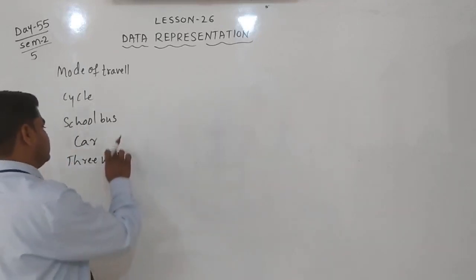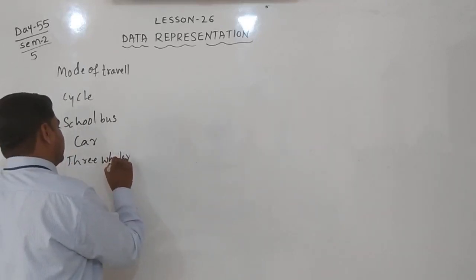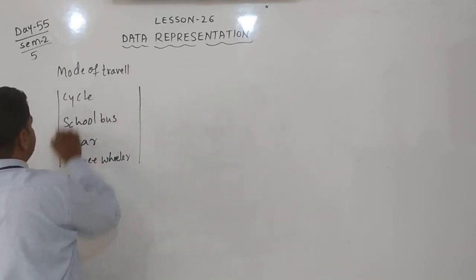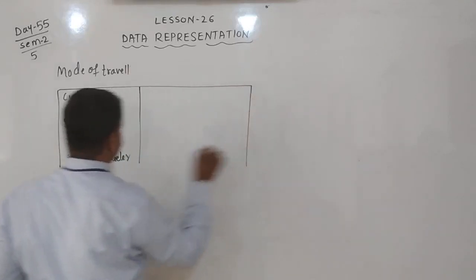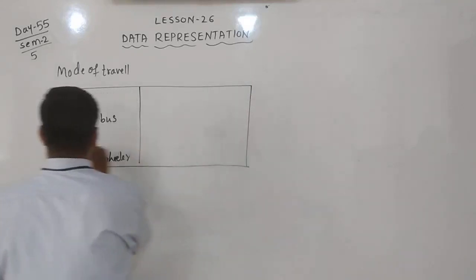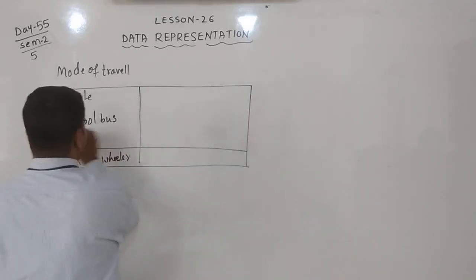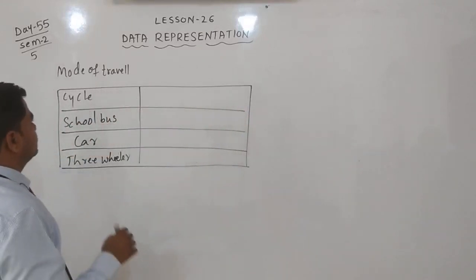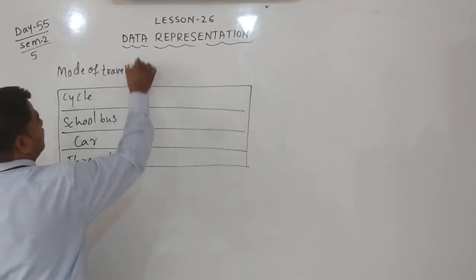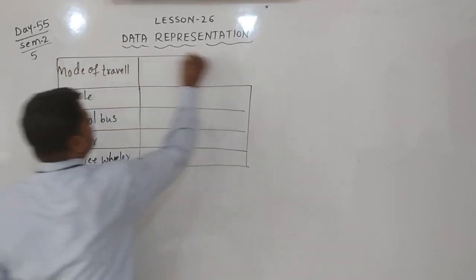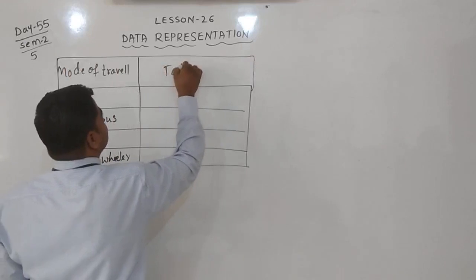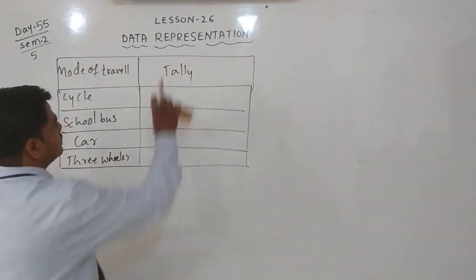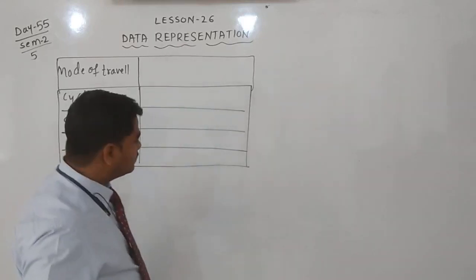Next, here, number of children. This is given in a table. The tally marks are written here. This is the mode of travel. Then here, tally marks. Tally marks means number of students.